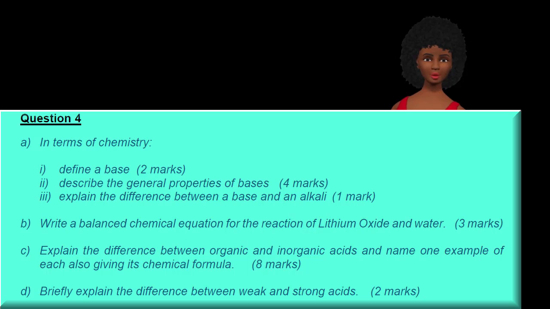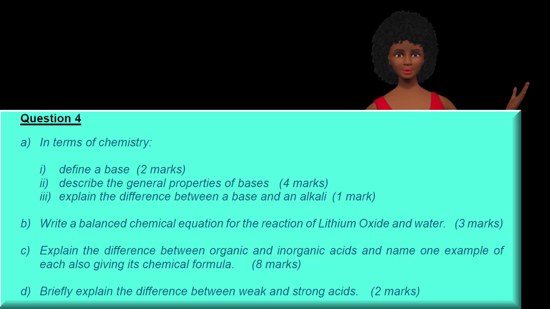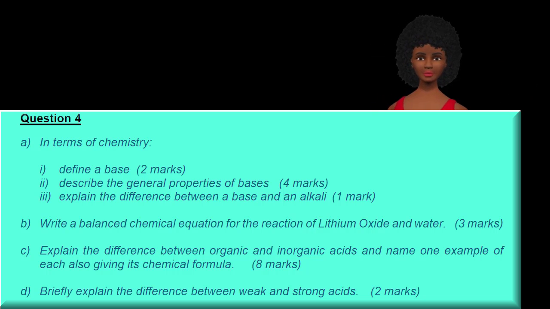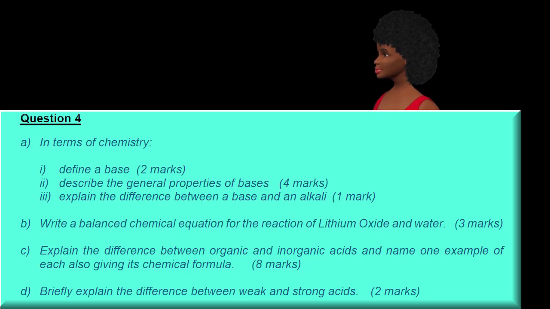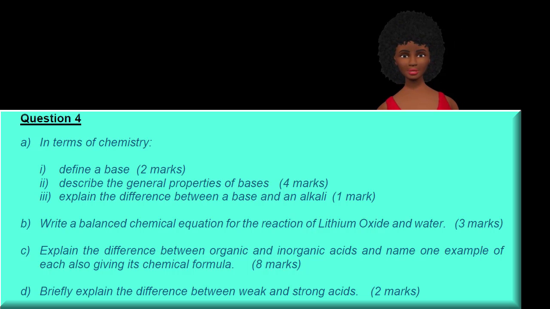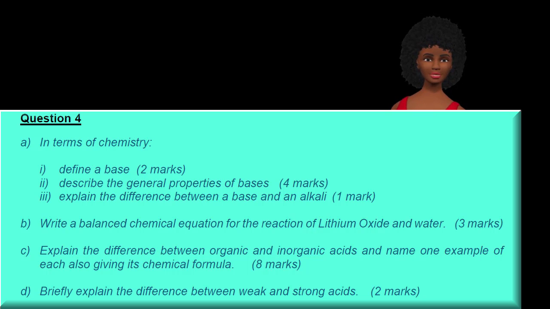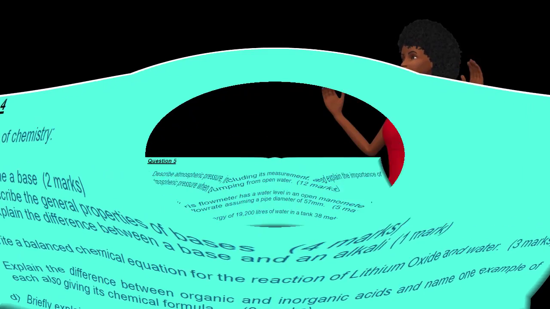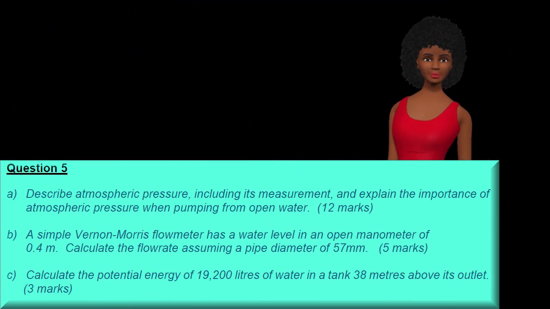B. Write a balanced chemical equation for the reaction of lithium oxide and water. 3 marks. C. Explain the difference between organic and inorganic acids and name one example of each, also giving its chemical formula. 8 marks. D. Briefly explain the difference between weak and strong acids. 2 marks.